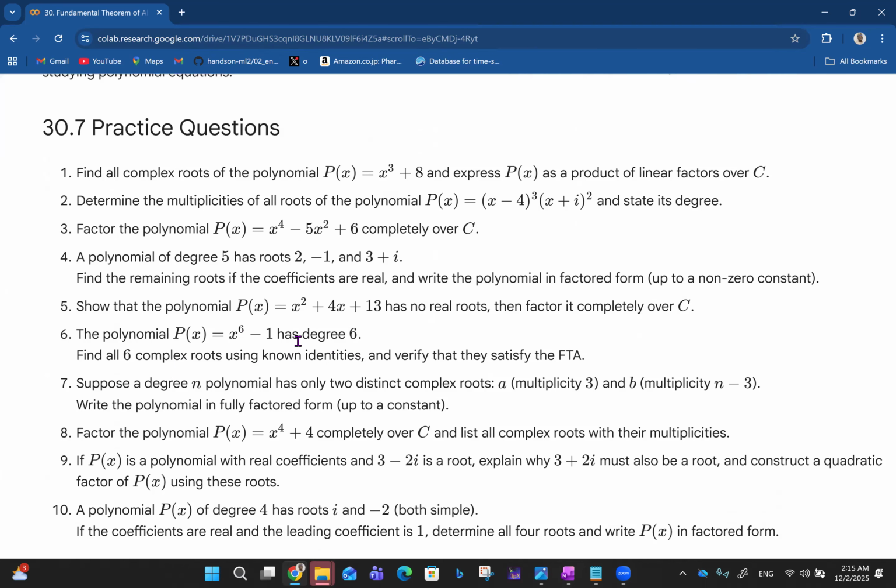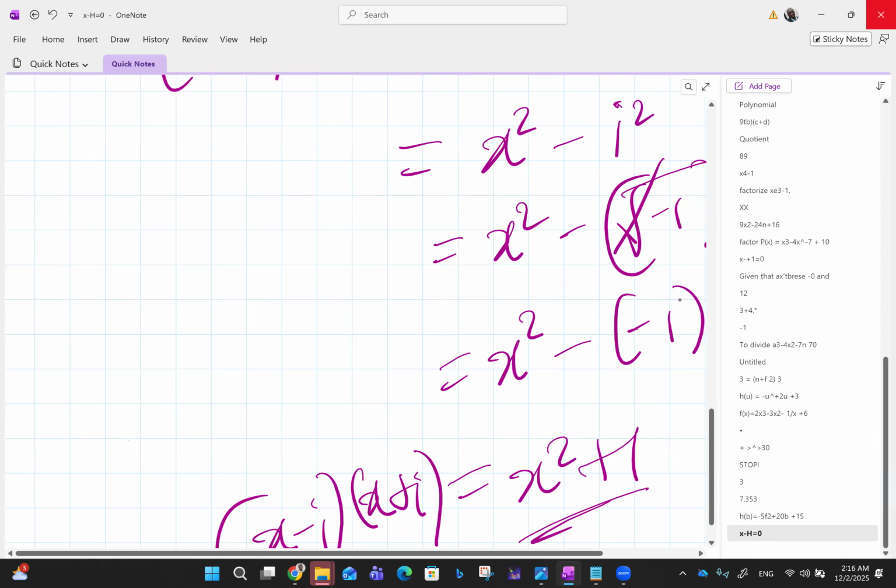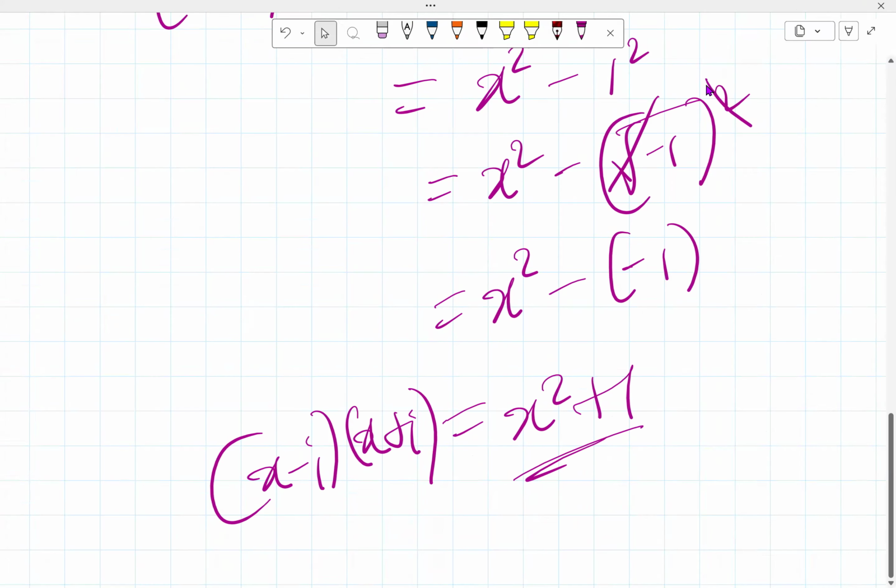Okay, x raised to 6 minus 1. Suppose a degree n polynomial has only two distinct roots, a with multiplicity 3 and b with multiplicity n minus 3. Write the polynomial in full factored form up to a constant. Then, factor x raised to 4 plus 4 completely over C. So we can use the ideas we've seen before. I'm just going to settle for x raised to 6 minus 1, and you can try the others. So let's go for this now.